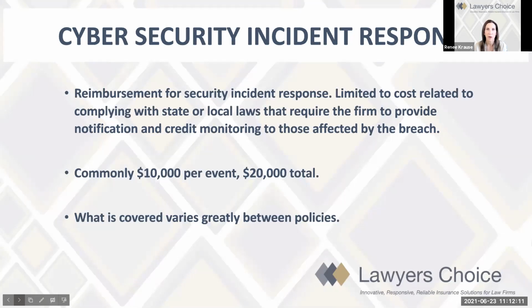This is an example of common policy language, but it's limited to cost in complying with state or local laws. It's not going to help with replacing funds that are stolen. It's not going to help with ransomware, but it is nice to have a little extra money in the policy to assist the firm if this happens. The common amount is about $10,000 per event and $20,000 total.